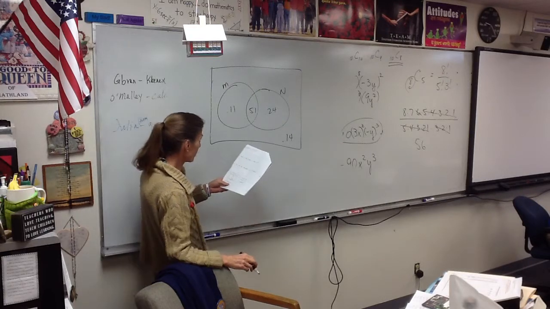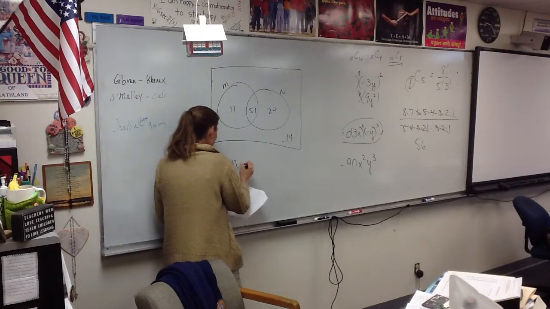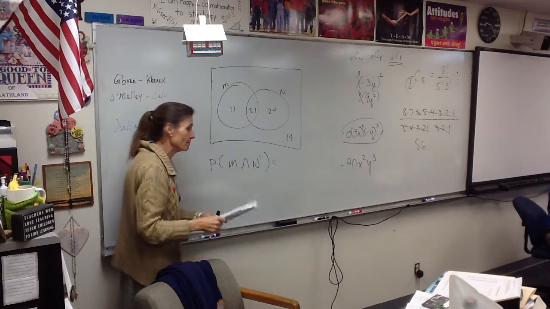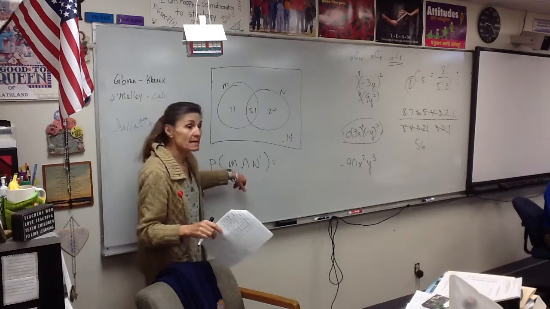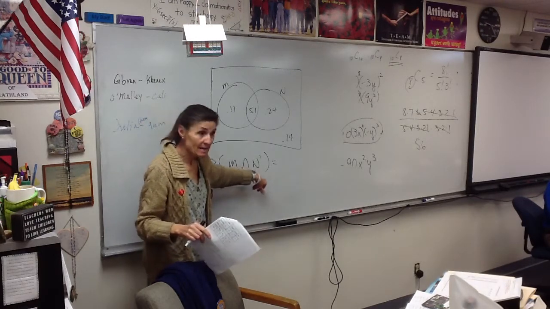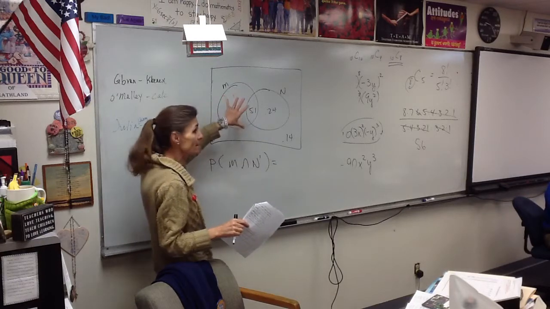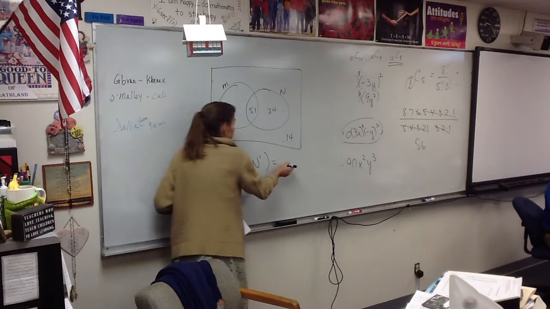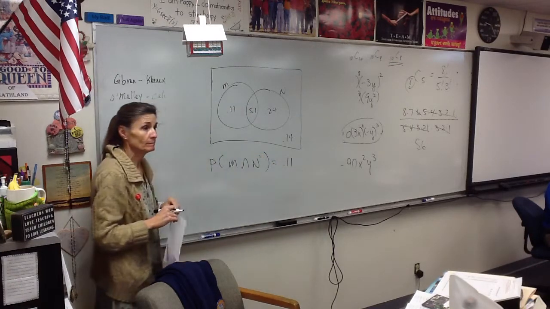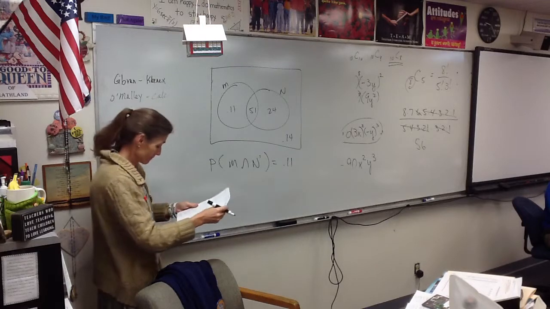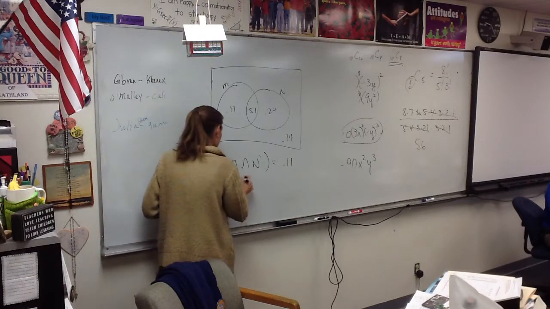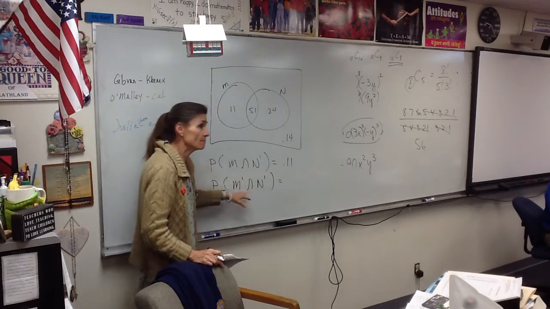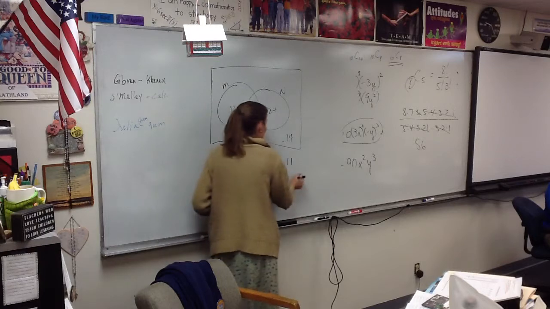Now, what's the question is, this is the question. Now, what does that mean? What does all that symbolism there mean? What's the probability of being in M and not in N? So we want to be in M, but we don't want to be in N. So we must be right here, 0.11. What does the other question mean? What's the probability of not being in either one? That would be 0.14.